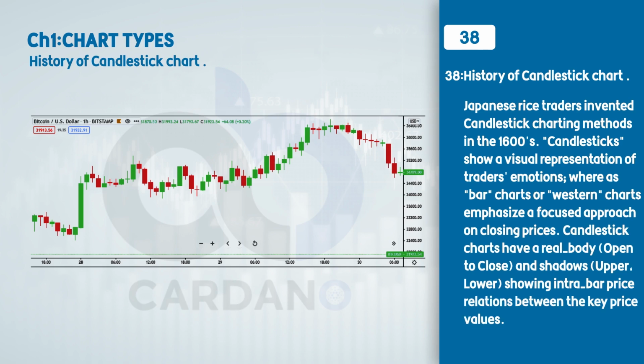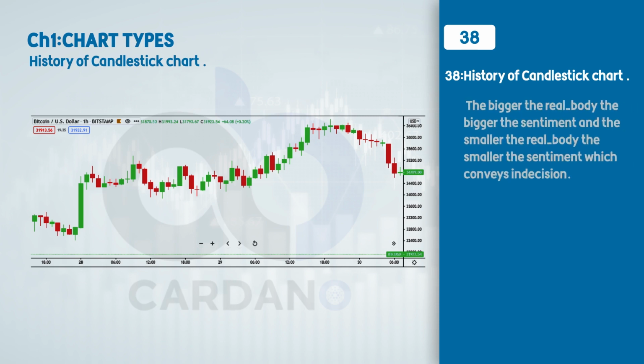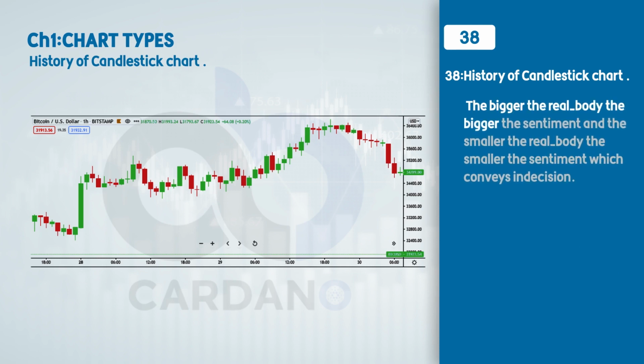the key price values. In candlestick charts, if a price closes higher than the open price, then the candlestick would be plotted green, suggesting bullish. And if the price closes lower than the open, the candlestick would be red, suggesting a bearish condition. The market sentiment is measured by the real body length and its color. The bigger the real body, the bigger the sentiment, and the smaller the real body, the smaller the sentiment, which conveys indecision.